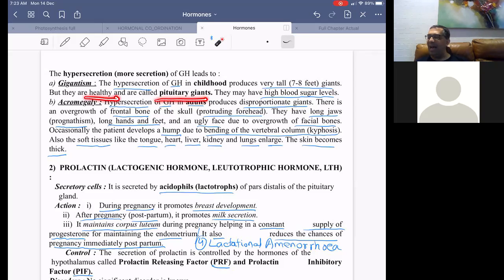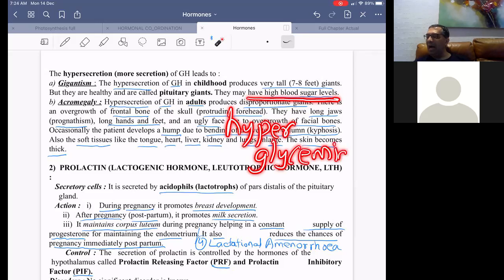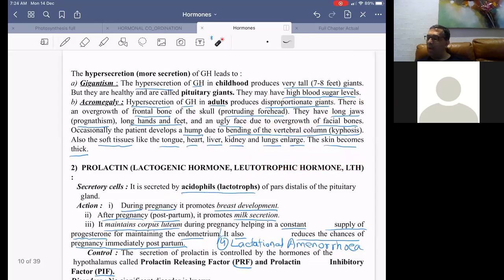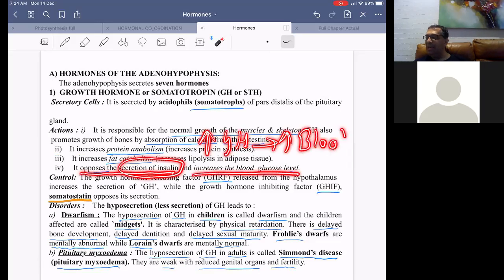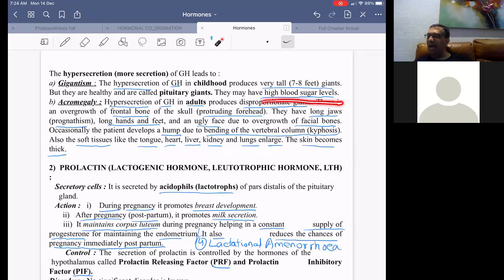Anybody remembers what problem they will have? They will have very high blood sugar levels, hyperglycemia. Do we remember, too much growth hormone opposes the secretion of insulin and increases the blood sugar level. So with too much growth hormone, insulin resistance develops and blood sugar level will tremendously increase, a condition called hyperglycemia. They will have complications like a person with diabetes mellitus.